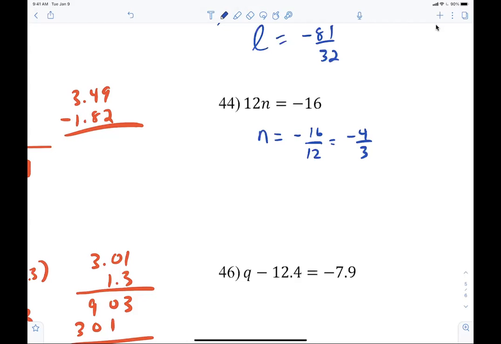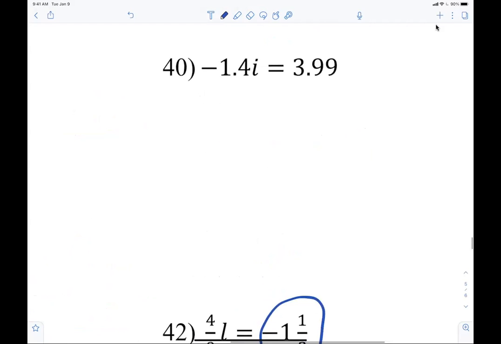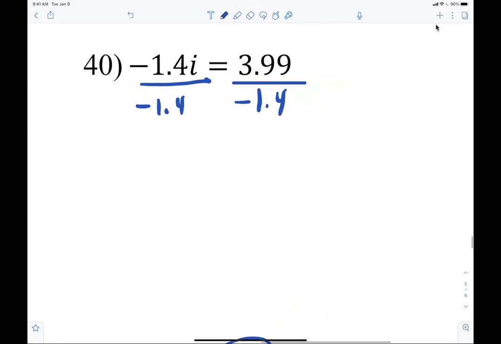All right, Jolie. 40. Now, we just divided by, I think this is a good one. Divide by negative 1.4. Now, please watch. I do think this was the one that was kind of hard, because I don't want decimals. You're not allowed to have decimals inside of fractions. So we just move the decimal 2 places. So this is the same as negative 399 over 14.